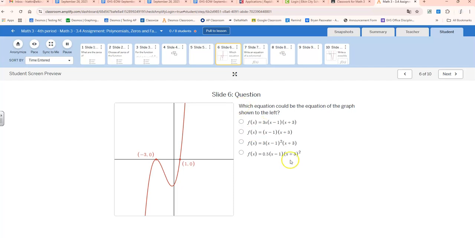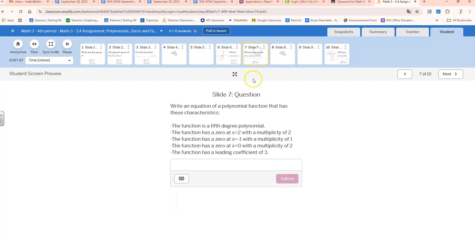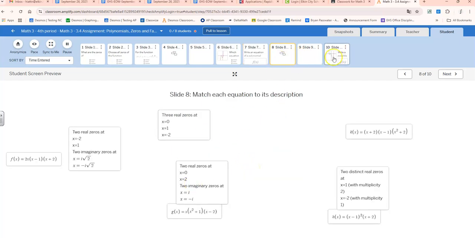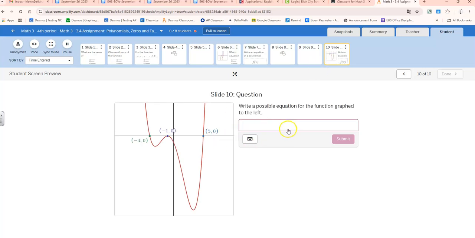Here is another multiple choice question. This one you're going to have to write your own equation for. Another matching, and then one more where you write your own function. So this is your assignment. It will be due tomorrow, and then we'll go over it.